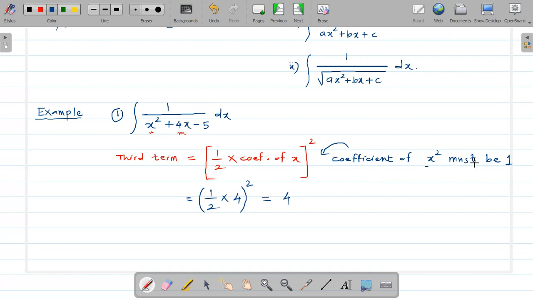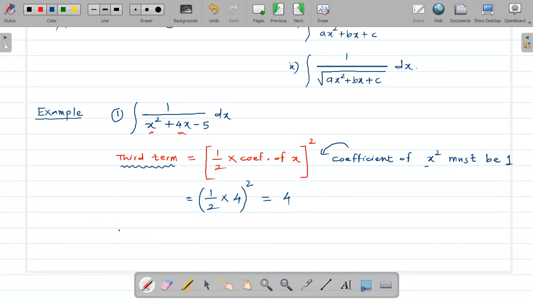Coefficient of x square must be 1. Then you can apply this formula to get the third term. So here in this given quadratic equation, the coefficient of x square is 1. So to add the third term, we use the formula, that is half into coefficient of x, bracket square, and by using that, here we get the third term as 4.